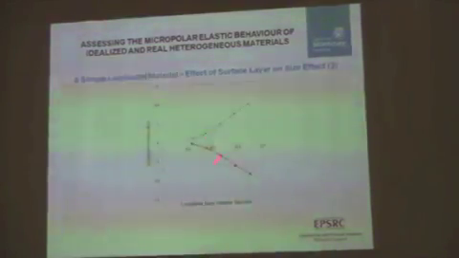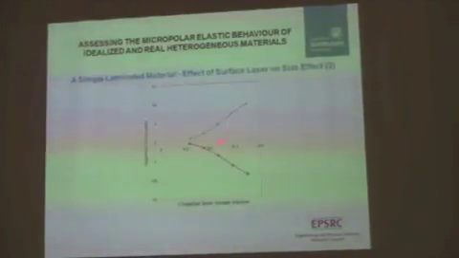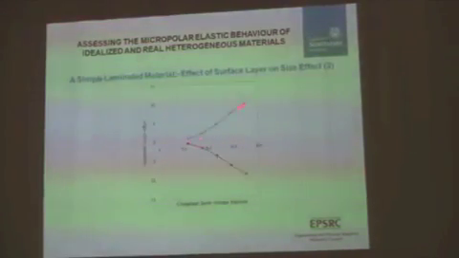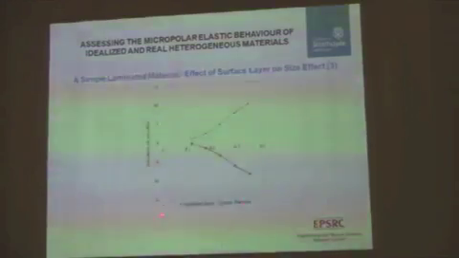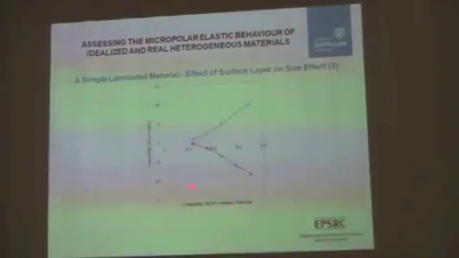And for this simple laminate material, what's really striking is that if you've got the surfaces as the stiff material, you get the positive size effect, and here we're just plotting the magnitude of the size effect against the volume fraction of the compliant material. But if you have the compliant surface layer, the surface effect is equal in magnitude but opposite in sign, we find. This is really puzzling to us. We don't have a theoretical explanation for it, so maybe somebody out there does.